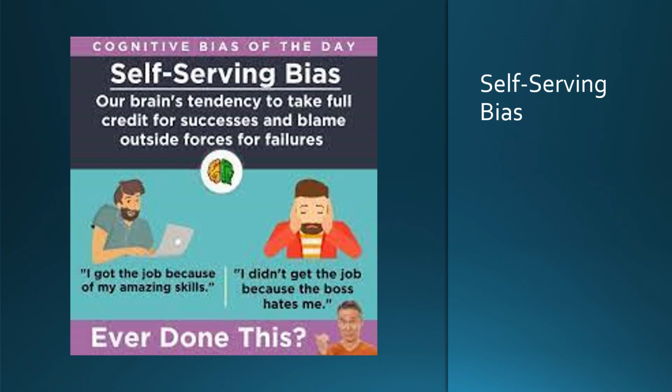So self-serving bias, again, is our brain's tendency to take full credit for successes and blame outside forces for failures. An example is, I got the job because of my amazing skills. That's taking success and attributing it to internal processes. Or I didn't get the job because the boss hates me. That's taking a failure and attributing it to external processes. So we tend to do that for some reason, likely to preserve our own self-esteem.